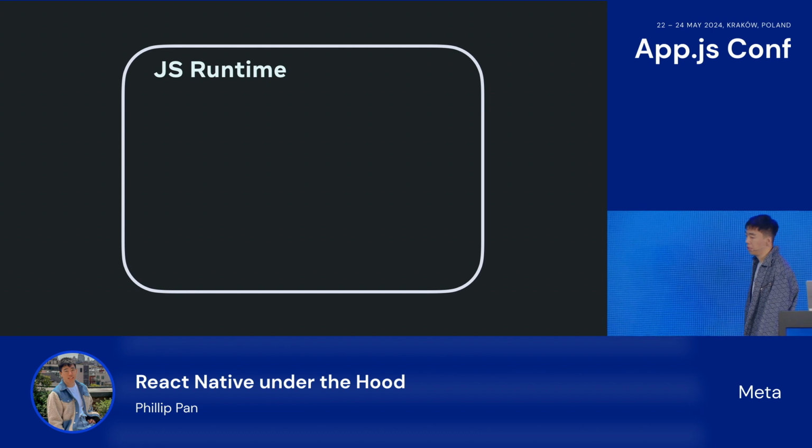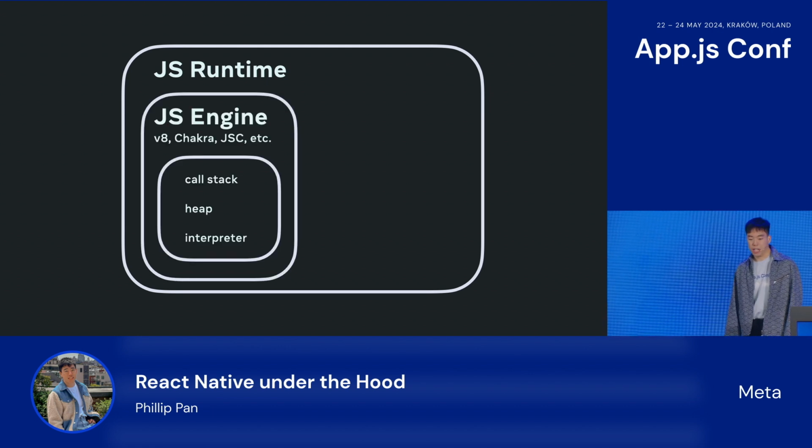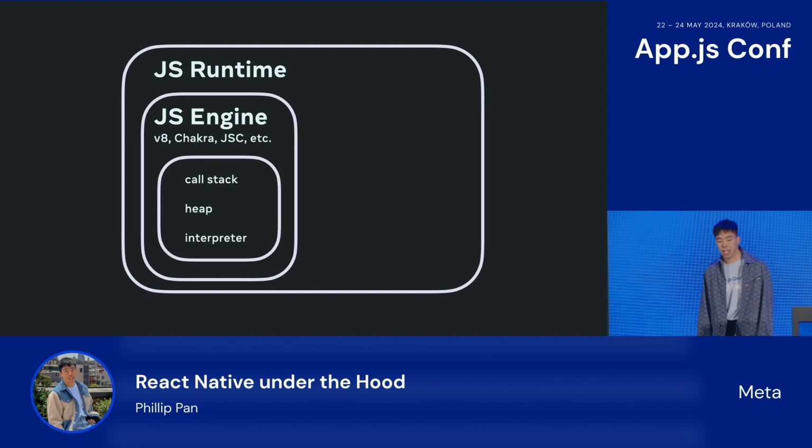Cool. So in order to understand this talk, we first have to understand how the JS environment works. JavaScript cannot execute without a runtime environment. What does this runtime consist of? It has a JS engine. There are many JS engines out there that power different browsers. V8 is well known to power Chrome. The engine is responsible for the execution of JS code and handles memory management of values.